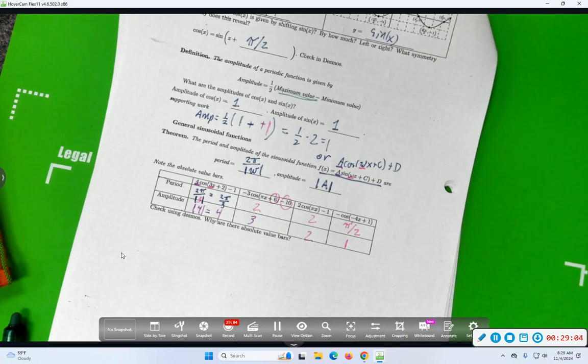So here's a bunch of stuff you can do by just thinking about graphs of trig functions. You can think about their period and amplitude. Their amplitude is how tall the waves are. The period is the distance between these peaks.